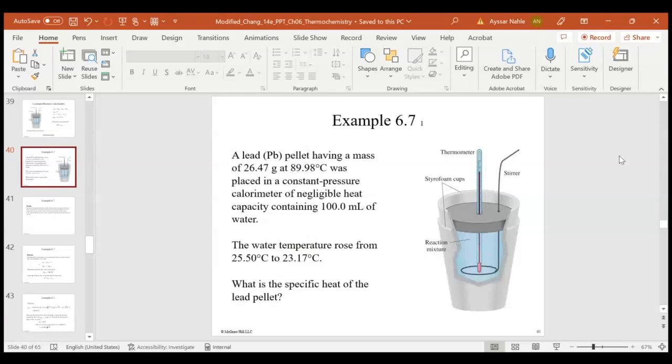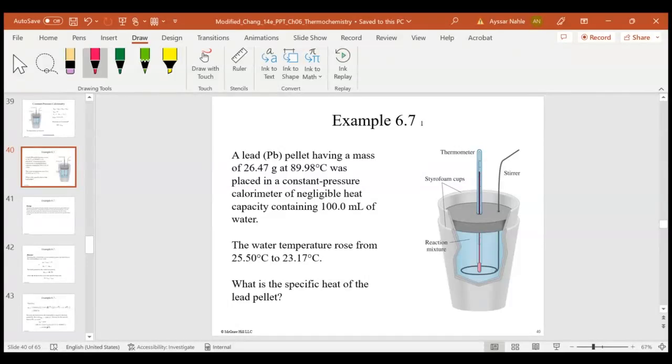Now, it says a lead pellet. Lead pellet means a piece of lead, having a mass of whatever. So that's the mass of the lead. We know the mass of the lead in here, okay? That was held at whatever temperature. So the temperature in here is the temperature of the lead, all right?